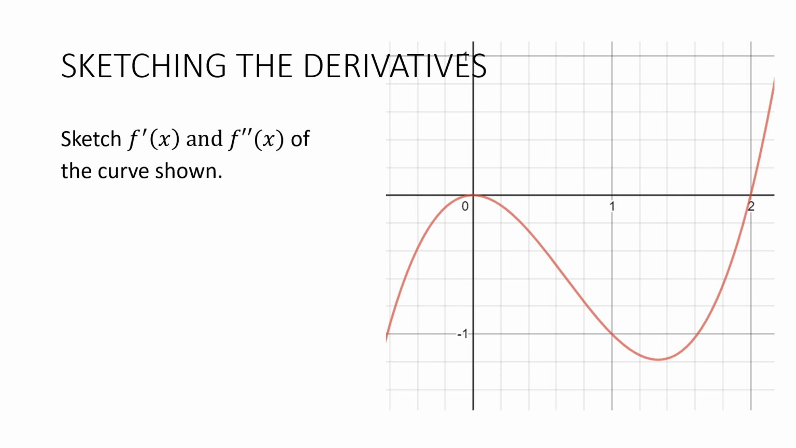Now, sketching the first derivative is pretty easy. We're looking at the gradient of the tangent. So this section here, it's positive because it's going uphill. Here it is equal to 0. Here it is negative because it's going downhill. Here it is equal to 0. And here it is going uphill. And so we want to draw something positive, something going through 0, something negative, something going through 0, and something positive. So something like this.